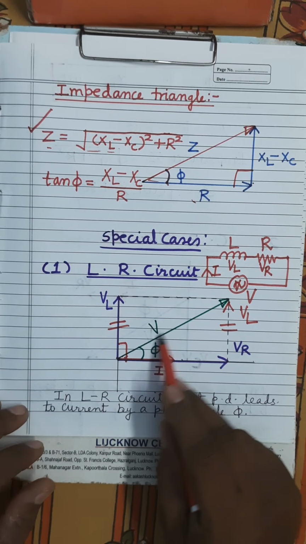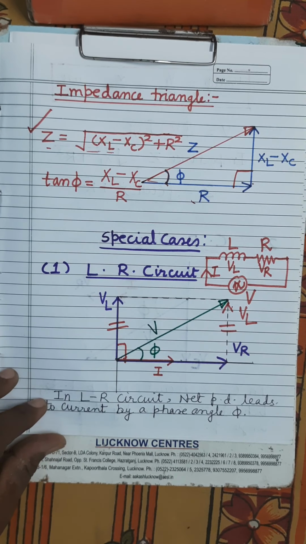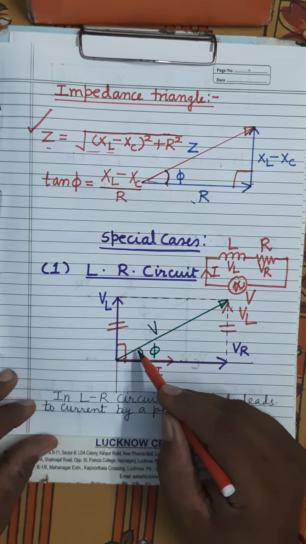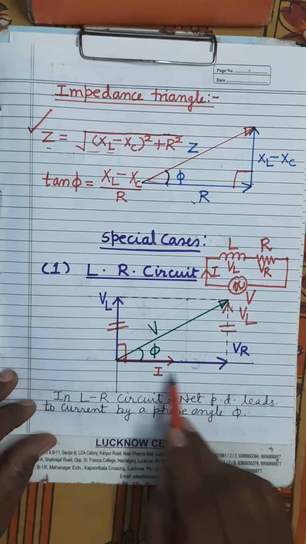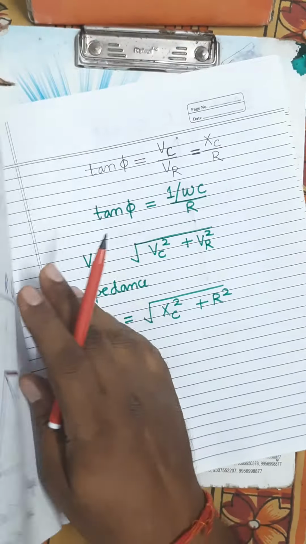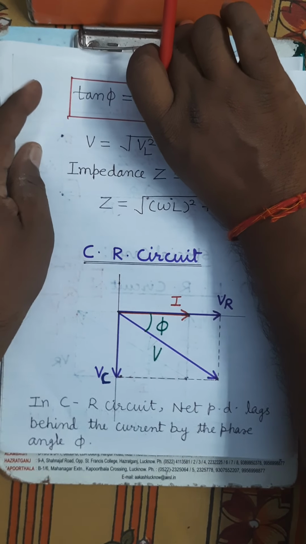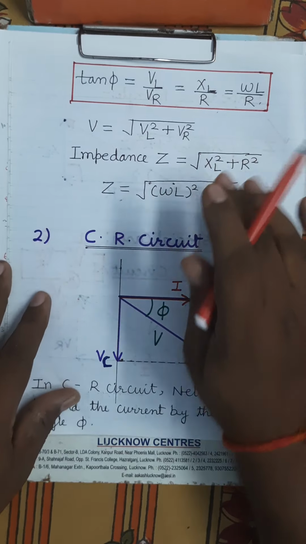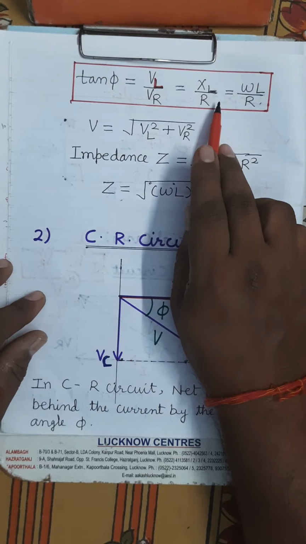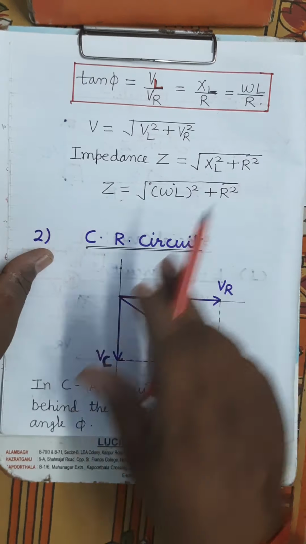So it will be V squared equals VR squared plus VL squared. It's clear. This will be the net potential difference. Here we can see that the net potential difference is leading the current by a phase angle phi. Tan phi equals VL upon VR. VL equals I XL, VR equals I into R. So tan phi equals XL upon R, that is omega L upon R.